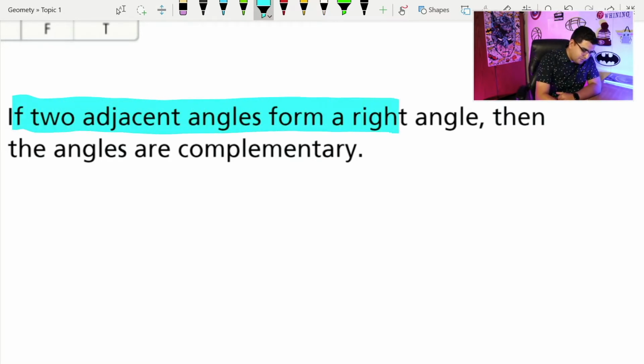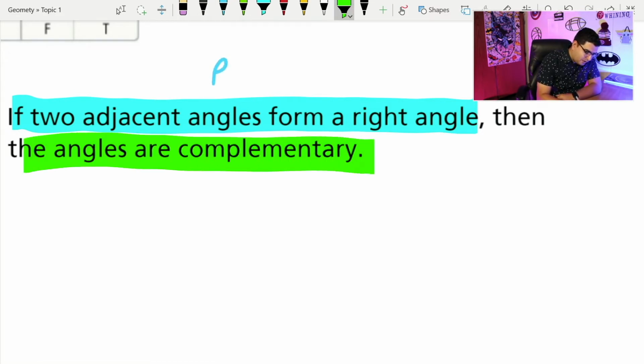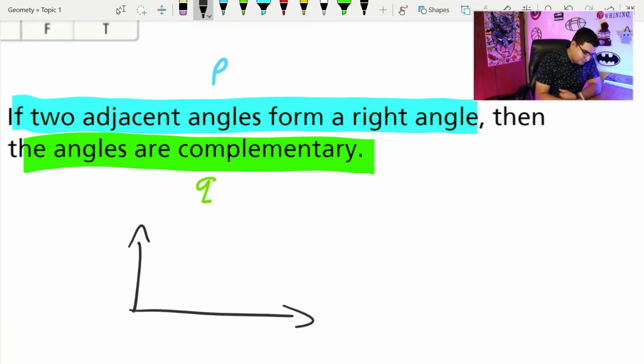Again, this first statement after the if would be my hypothesis, what we normally refer to as P. And this last piece right here, then the angles are complementary, would be my Q. This is my conclusion. So let's first talk about what the hypothesis is saying. The hypothesis is saying that I have two adjacent angles that form a right angle. For those of you that may not know, let's talk about what adjacent angles are.